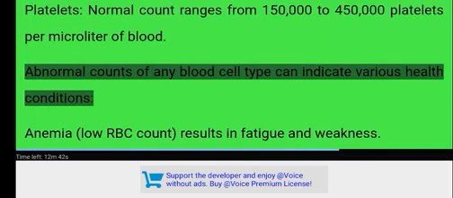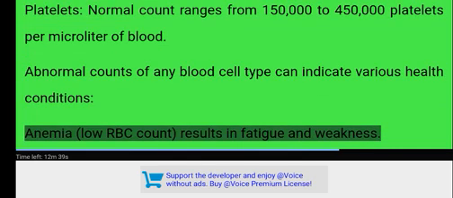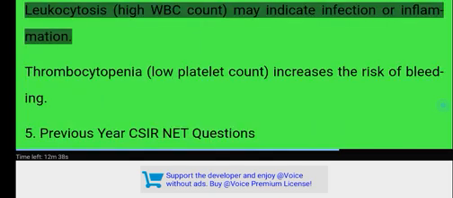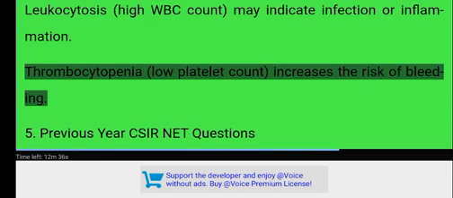Abnormal counts of any blood cell type can indicate various health conditions. Anemia, a low RBC count, results in fatigue and weakness. Leukocytosis, a high WBC count, may indicate infection or inflammation. Thrombocytopenia, a low platelet count, increases the risk of bleeding.